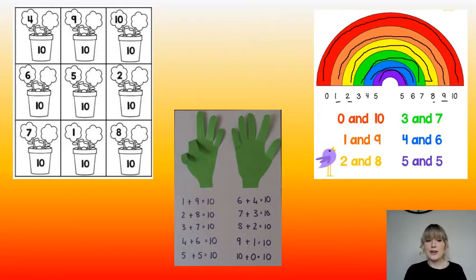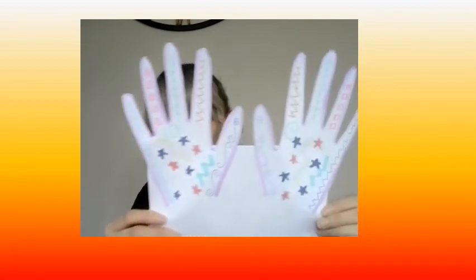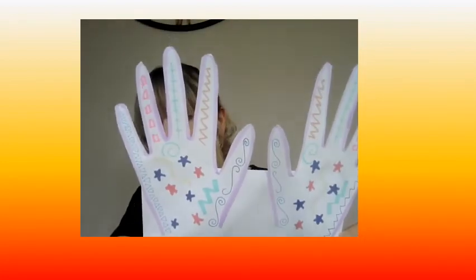Or you can do an activity like I have done today and do some helping hands. So I have been a bit creative today and I have drawn around my hands and they are going to be my helping hands for number bonds. So I've drawn around them, I've cut them out and I've decorated them. And this is what I've made. Can you see? There, look, my helping hands.